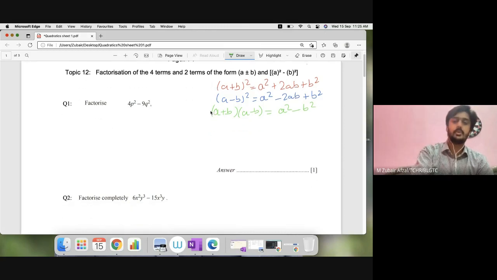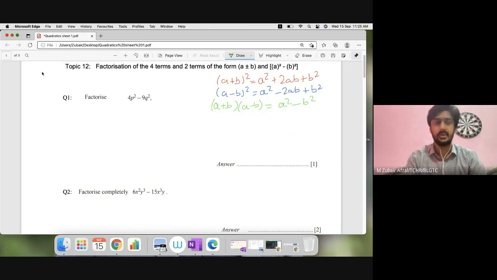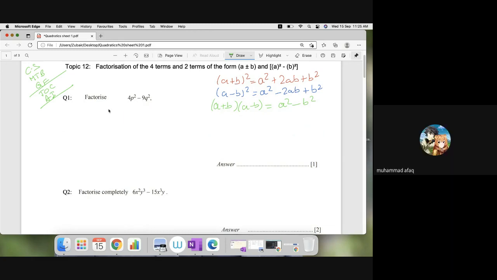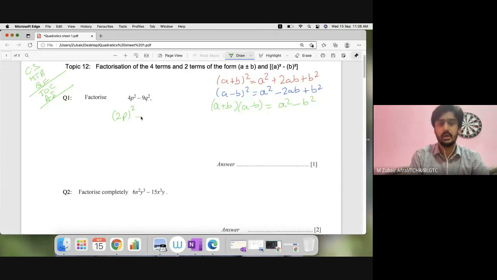Looking at this question, we first know that we did three methods: completing the square, mid-term breaking, and the quadratic formula. But we are not able to apply those here. So we are left with two options: taking out common, or applying the identity. There's nothing common in 4 and 9, but we can find 2p plus 3q and 2p minus 3q. So this is basically 2p square minus 3q whole square, and then we write it as 2p minus 3q into 2p plus 3q. The order doesn't matter. You can switch that.